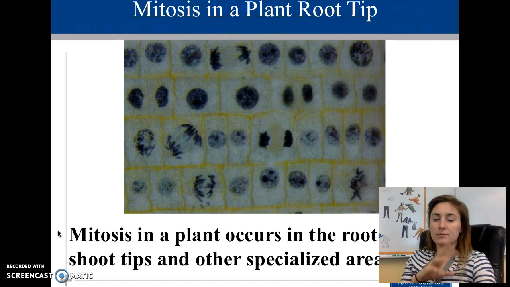Again, looking at mitosis versus meiosis, the interesting thing about this slide is that we can see in different cells where the cell is going through mitosis, and they're not all going through mitosis at the same time.